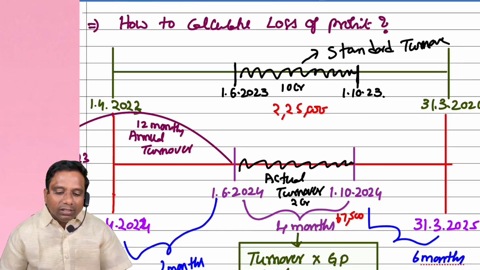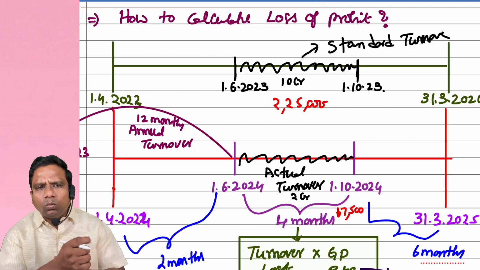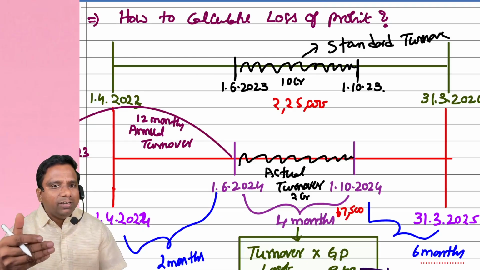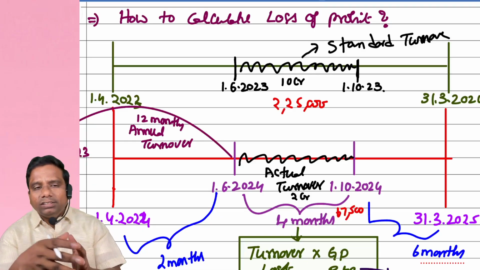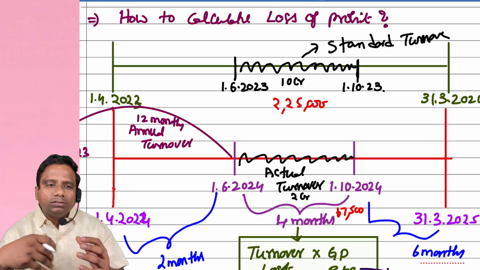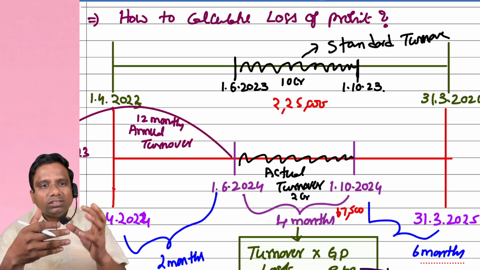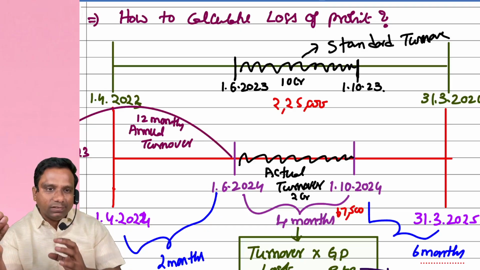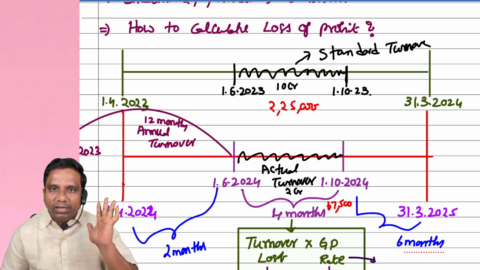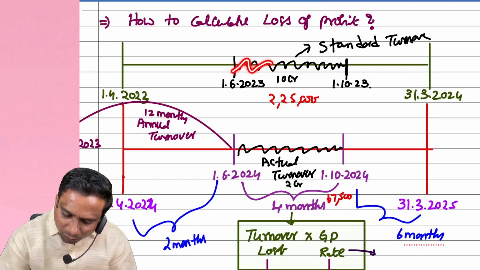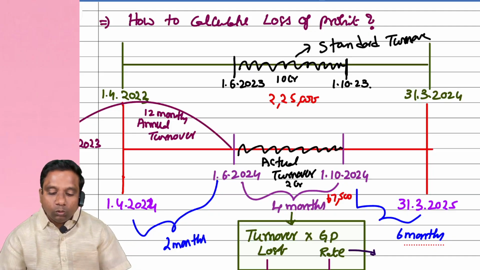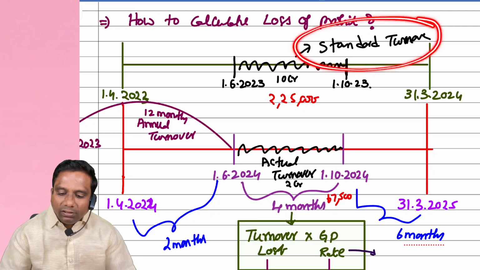Yes or no? And in case of monsoon season, what happens? Generally there is a demand for umbrellas, raincoats, like that. In the winter season, again, sweaters, scarves, so many. So there is huge demand for some products in some seasons. For that purpose, we are taking the same period. Is it clear, students? Whatever turnover I have made in the previous year in the period corresponding to the date of fire, that is called standard turnover.